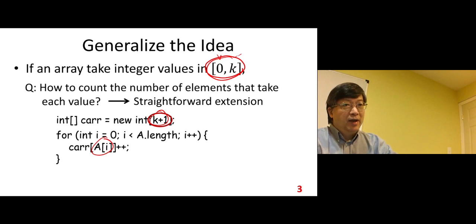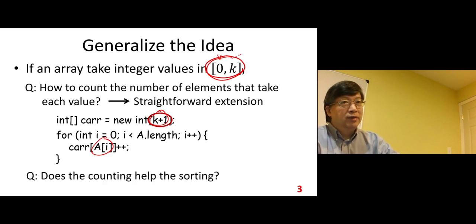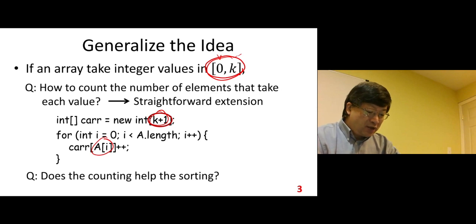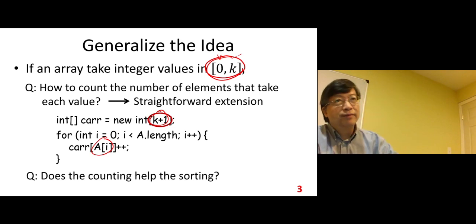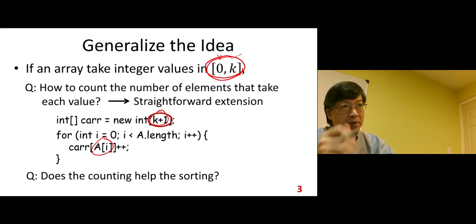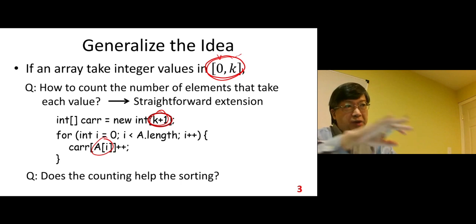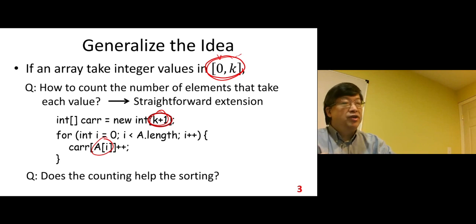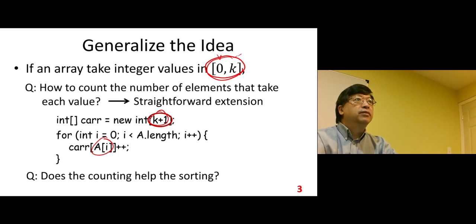All right. Next question. Does the counting help the sorting? We can get the counting numbers. Now, because our goal is sorting, can we use those numbers to sort the array? That's the question we need to answer in the remainder of the solution.